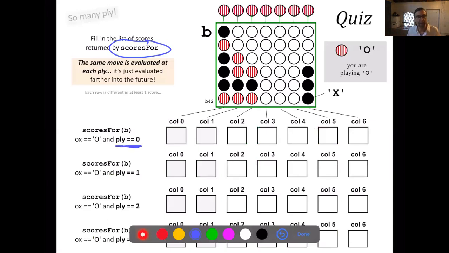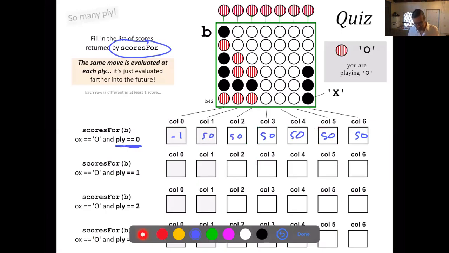Now the ply 0 means I'm not looking ahead at all. And if I'm not looking ahead at all, every move that is allowable is equally good. So we get a minus 1 here, because that's not allowable, and all the others are equally good. I'm not even thinking, are they wins or losses? Because I can't even look ahead that far.